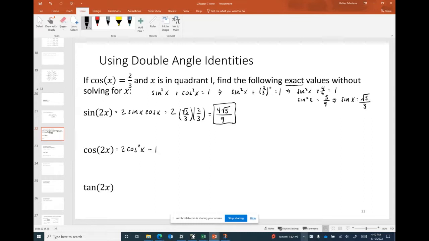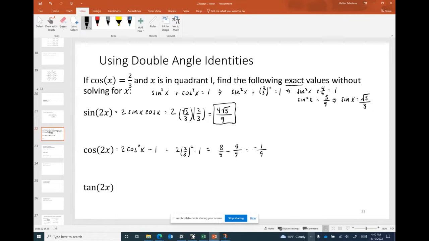We know the cosine. It was given. It was 2/3. So the exact value here is going to be 2 times 2/3 squared minus 1. So what is that? 2 times 4/9, or 8/9 minus 1, which could be written as 9/9. So the cosine of 2x is going to be negative 1/9.